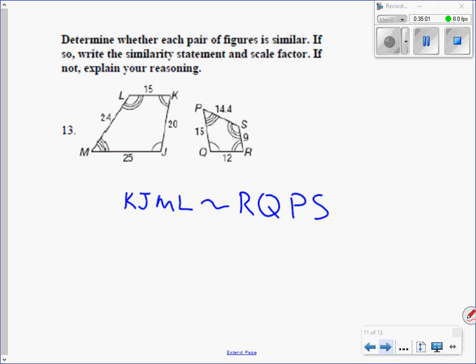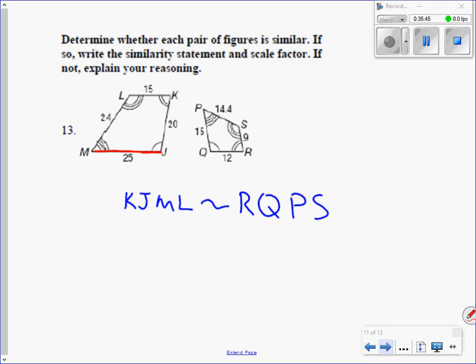So we start with the shortest side, 15 and 12. So 15 over 12 should be the same as 20 to 15, should also be the same as, no, not 20 to 15, I'm on the opposite side. 20 to 9, sorry. Is that right? I've got to back up. I've got to turn this figure in my head. I've got to start over here.